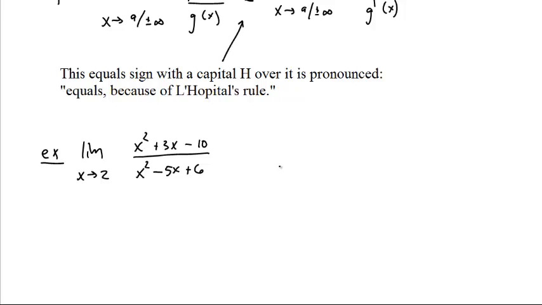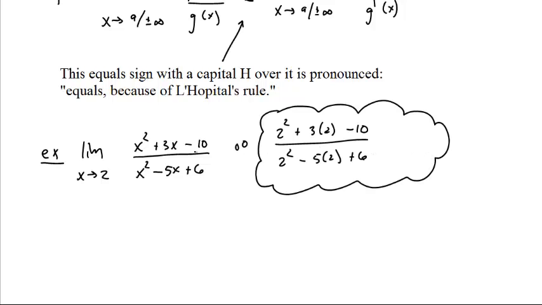Suppose you have the limit as x gets really close to 2 of x squared plus 3x minus 10 over x squared minus 5x plus 6. Now, if you think about this, the top is going to 4 plus 6 minus 10, which is 0. The bottom is going to 4 minus 10 plus 6, which is 0. It's going to 0 over 0. So the question is, which one is going to 0 faster? Or how fast are they going to 0?